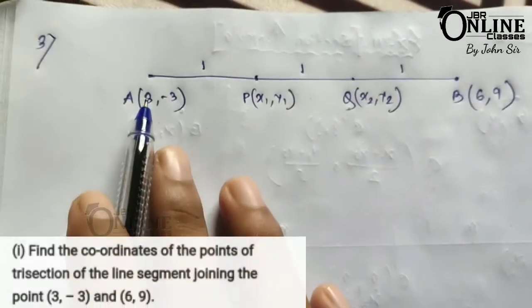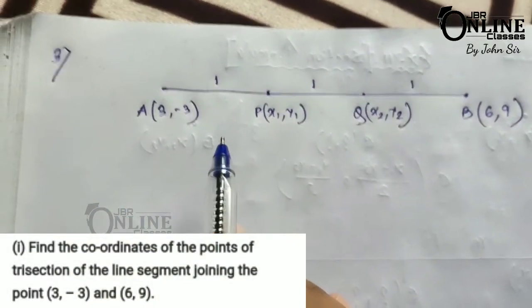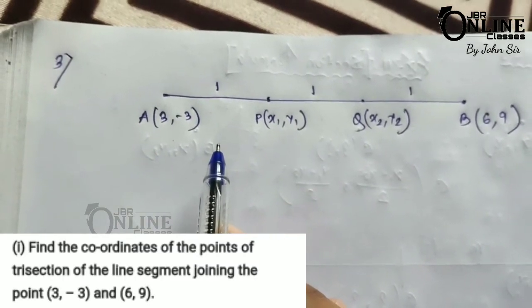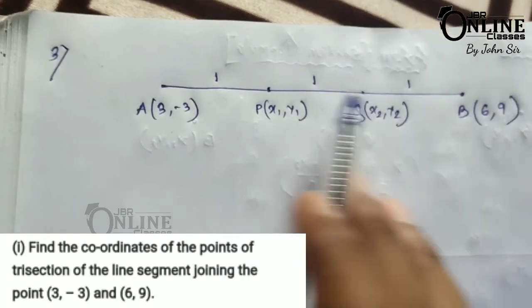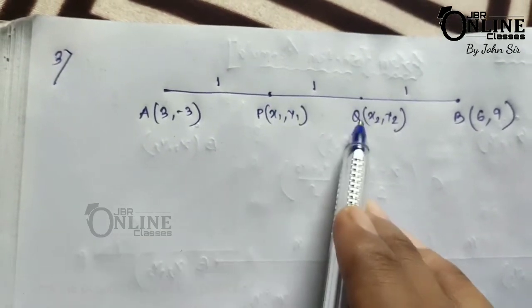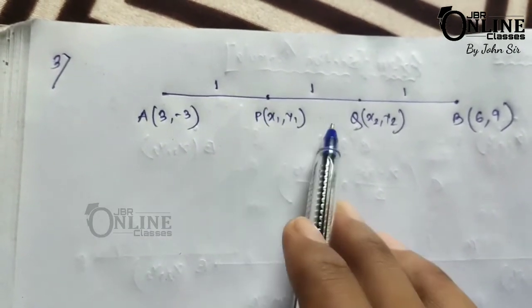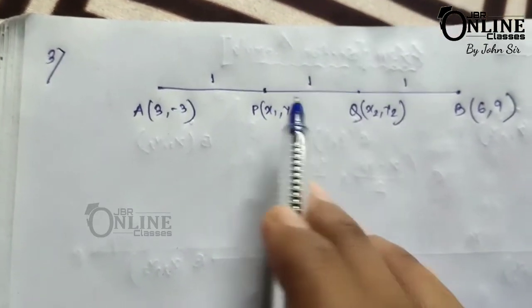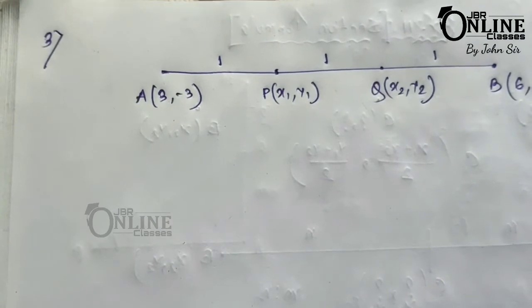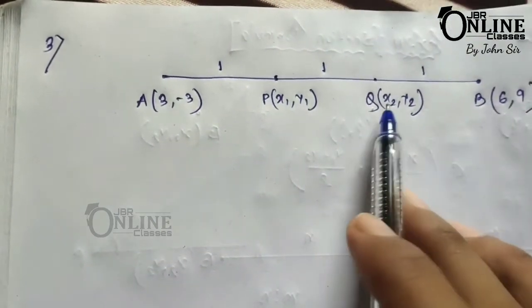Now sum number 3. In sum number 3, find the coordinates of the points of trisection of the line segment joining 3, -3 and 6, 9. Suppose P and Q be the points which trisect the line segment joining the points. So the coordinate of P be x1 y1 and the coordinate of Q be x2 y2.